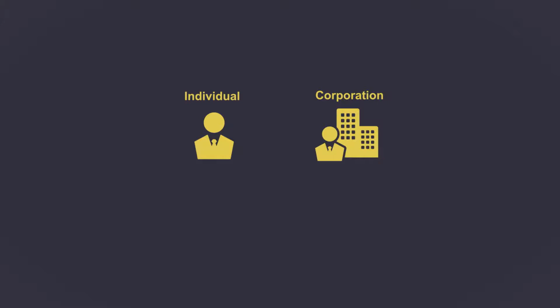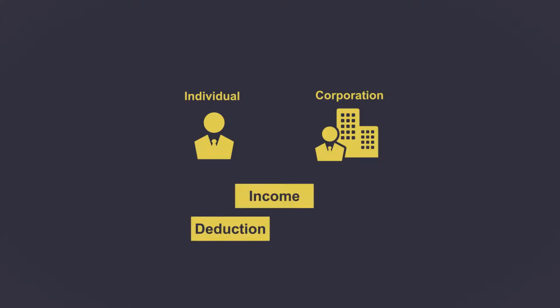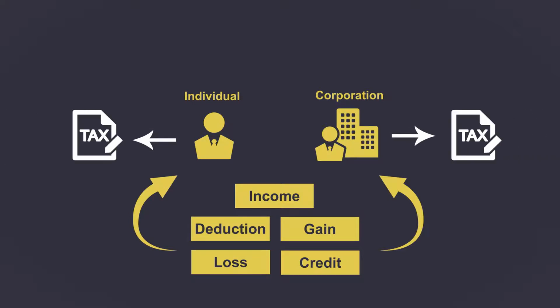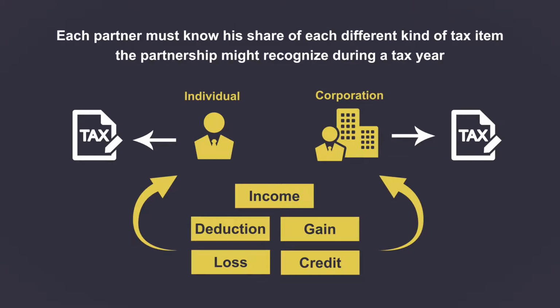Separately stating each item of partnership income, deduction, gain, loss, and credit is therefore necessary in order for the partners to properly recognize their respective distributive shares. As it is the partners and not the partnership that pays tax on the partnership's income, each partner must know his share of each different kind of tax item that the partnership might recognize during a tax year.